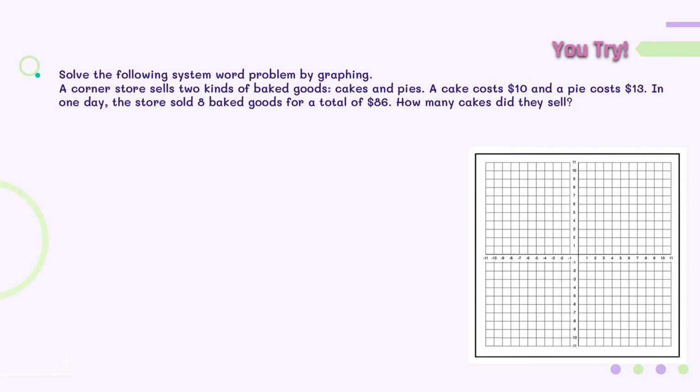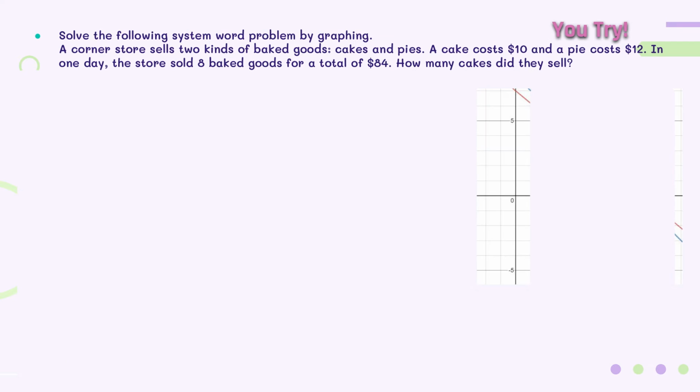Now you try. Solve the following system word problem by graphing. Step 1 is write what we know. We know that a cake costs $10 and a pie costs $12, and that the store sold 8 baked goods for a total of $84. How many cakes did they sell? We know that $10 times the number of cakes plus $12 times the number of pies equals 84. We also know that the number of cakes plus the number of pies is equal to 8, because they only sell 2 kinds of baked goods.